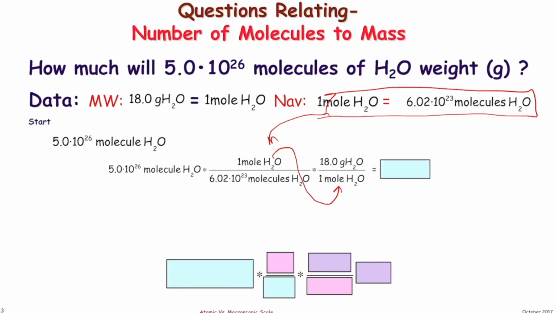And so all I've got to do in my calculator now is take 5 times 10 to the 26 divided by 6.02 times 10 to the 23rd multiplied by 18. And I get that value, 14,950 grams. That's why you need to learn dimensional analysis. You're going to do that a lot in chapter 7.